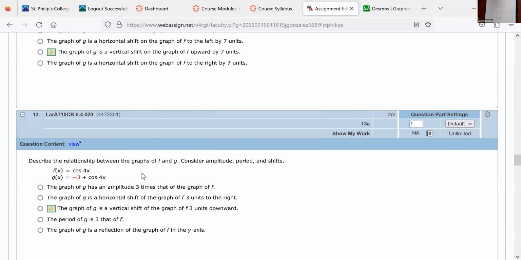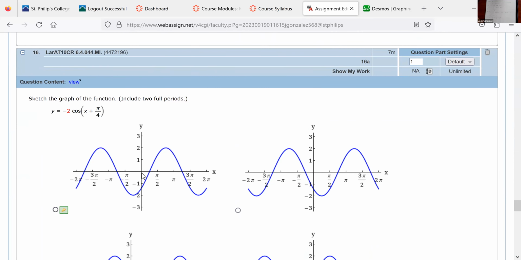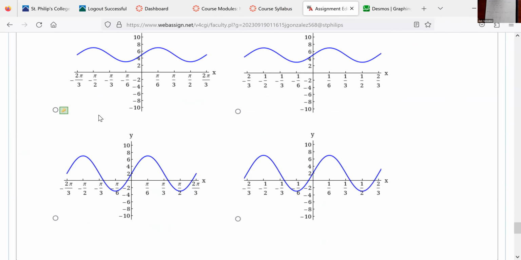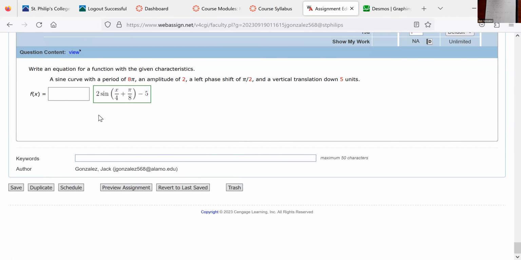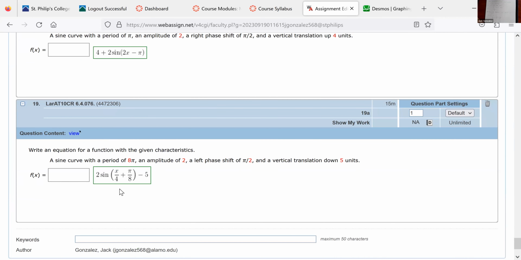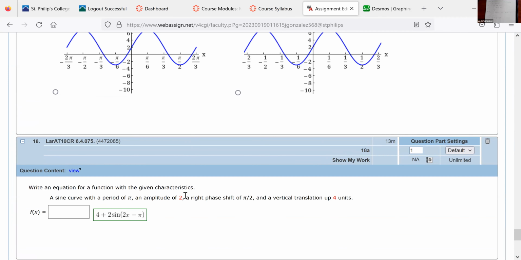I don't know if they even asked for it yet. Let me see. Yeah, here they have a phase shift. Here they combine all the ideas together. So here's an amplitude of 2, a vertical shift downward, and then a phase shift. So they tell you what they're doing to the original. You got to figure out what the function will be, just like we did in college algebra.